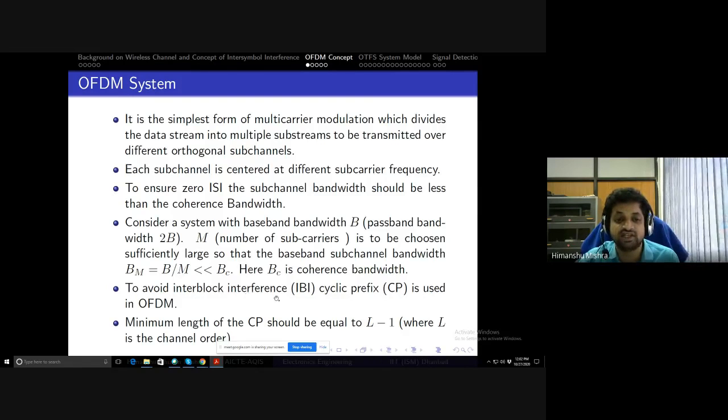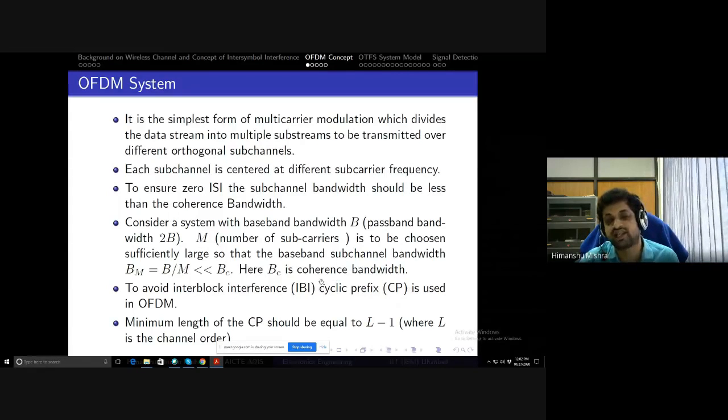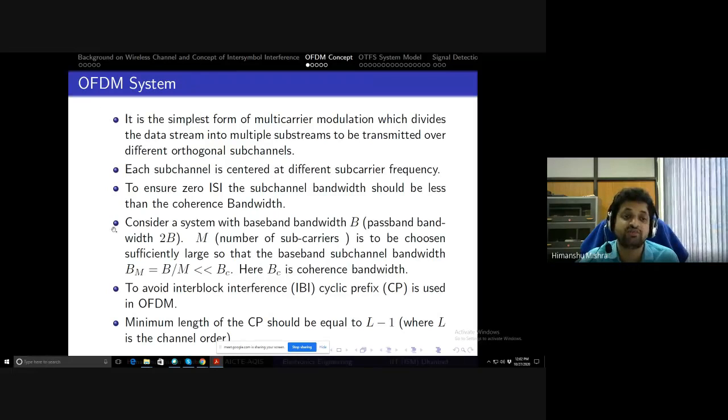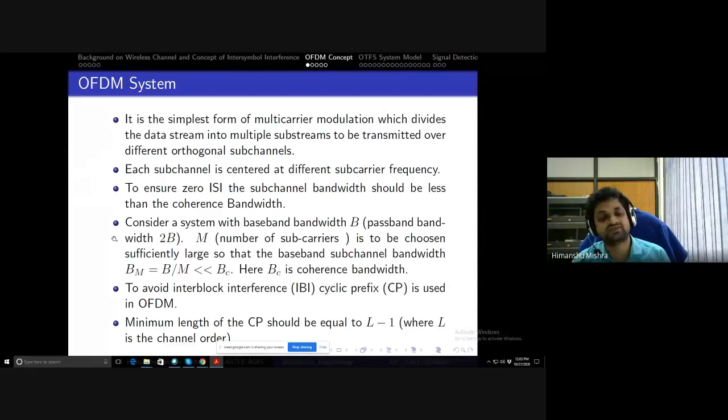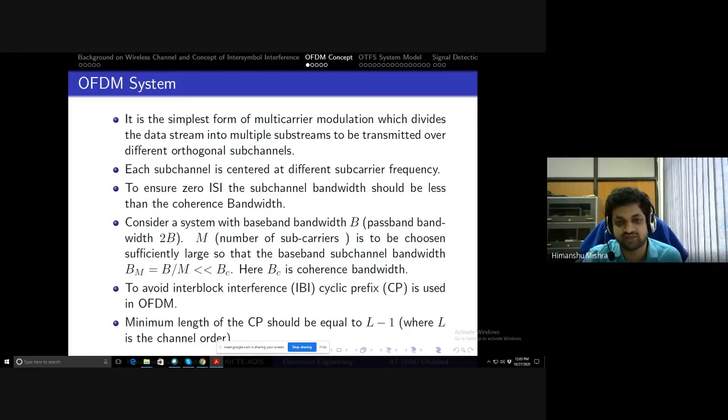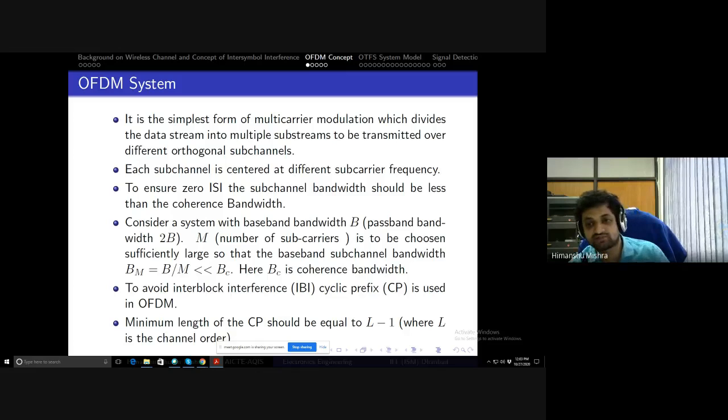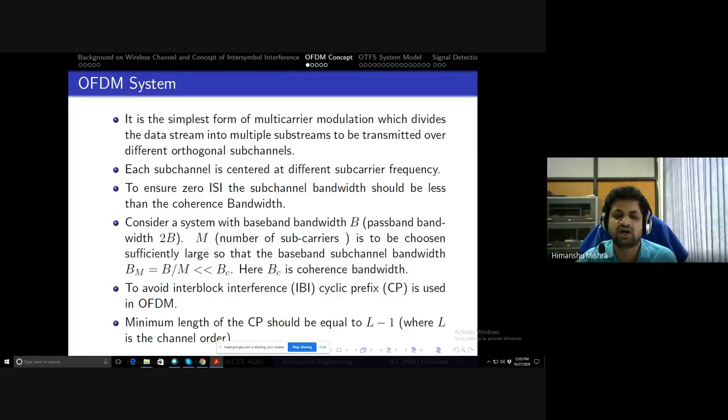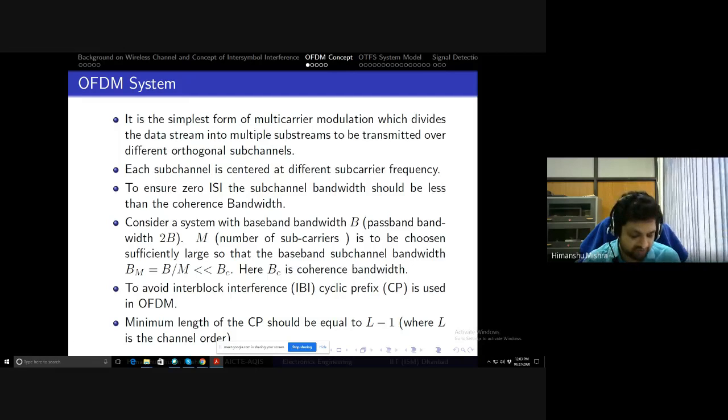To avoid inter-block interference, there is an important point known as the cyclic prefix. Cyclic prefix is used in OFDM. What I am describing is specifically known as CP-OFDM, cyclic prefixed OFDM. There are also various types of OFDM you can see. One is zero padding OFDM, where without using a cyclic prefix, you put zero padding. But there are a lot of differences there. You can see the details in any wireless communication book related to multi-carrier. I am just telling you only the point of CP-OFDM.